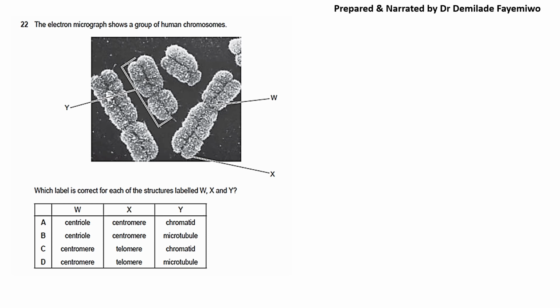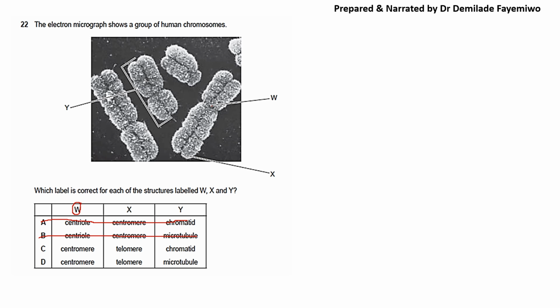Now let's go back, rewind, and look at number 22. The electron micrograph shows a group of human chromosomes. Which label is correct for each of the structures labeled W, X, Y? W is pointing right to the center of the chromosome, so that's not the centriole. The centriole is not found in the chromosome; it is found in the cell. So because W is wrong for A and B, I'm going to cancel out A and B as possible options, and this helps to narrow it down.